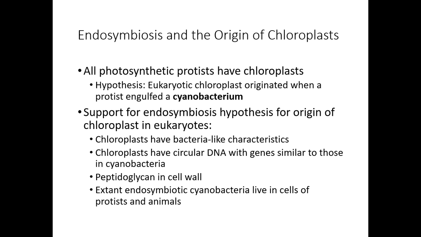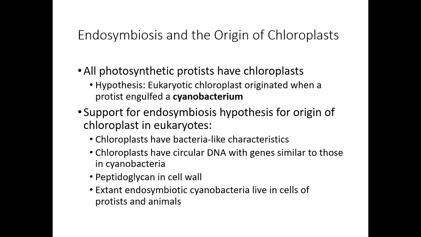The same thing is believed to have occurred with chloroplasts in the Plantae. So all photosynthetic protists and plants that we know have chloroplasts. So the same idea here, except eukaryotic chloroplasts originated when a protist engulfed something called a cyanobacterium that was photosynthetic. So what kind of evidence do we have that supports this? So chloroplasts have bacteria-like characteristics, kind of like the mitochondria.